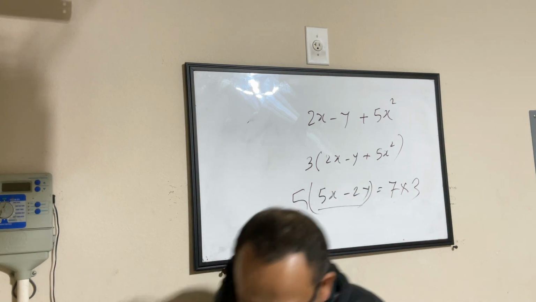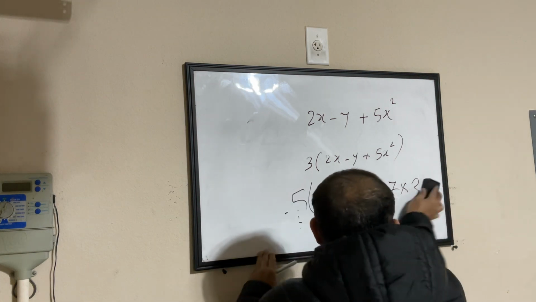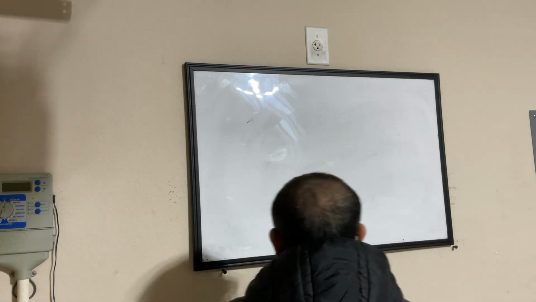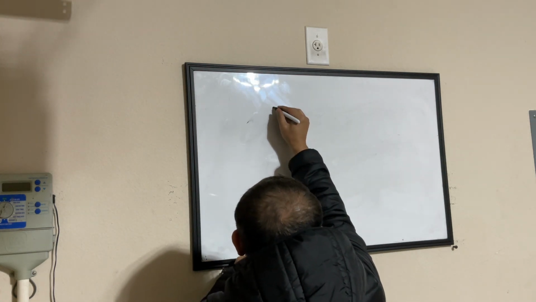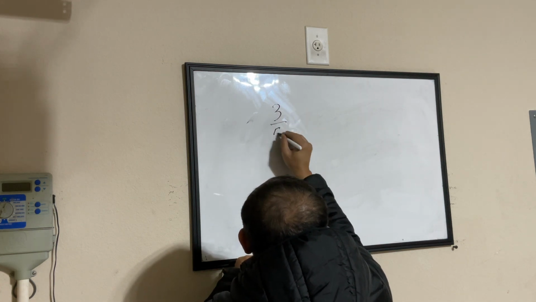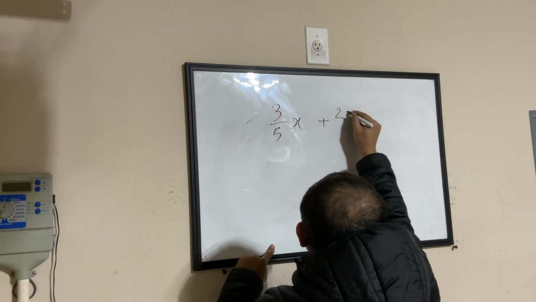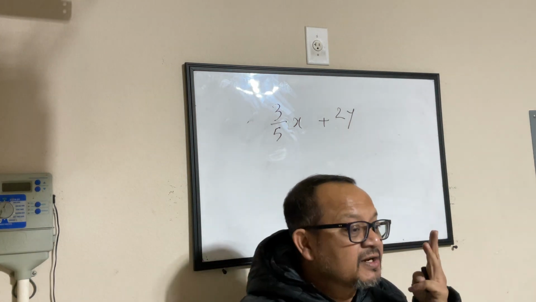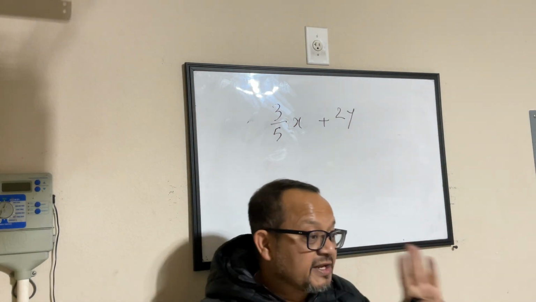Okay, alright. So now I'll give you guys a quick check. I have 3 by 5x plus 2y. Give me 3 equivalent expressions for this one. Give me 3.